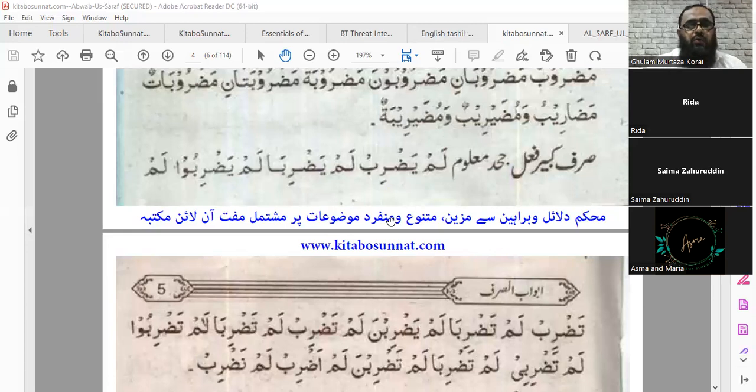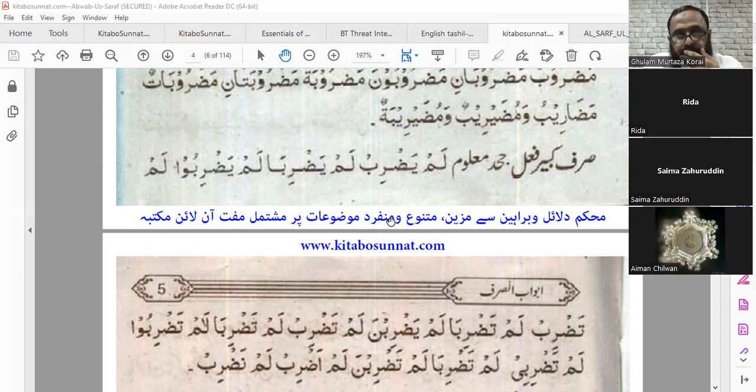Now we are going to discuss two more sigas. What are those? Jama muzakkar ghaib and jama muzakkar hadir, like yazribuna and tazribuna. When lam enters into these two sigas, the last noon is also dropped. That becomes lam yazribu, and for the muzakkar hadir, lam tazribu. Is that clear? Any questions?